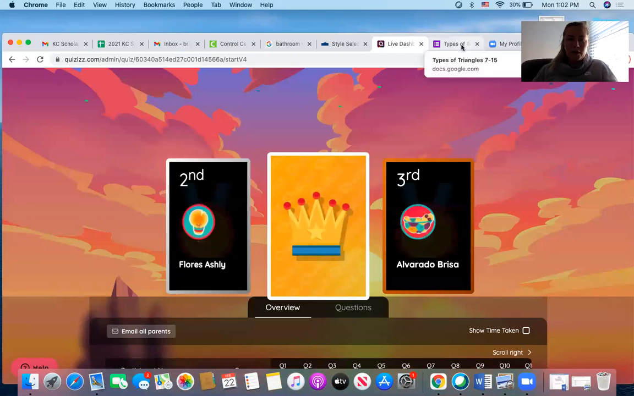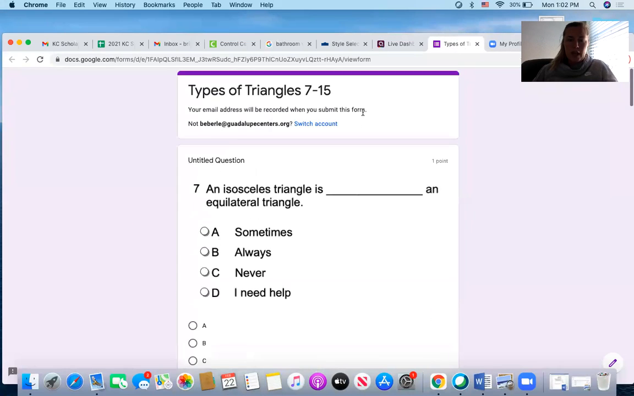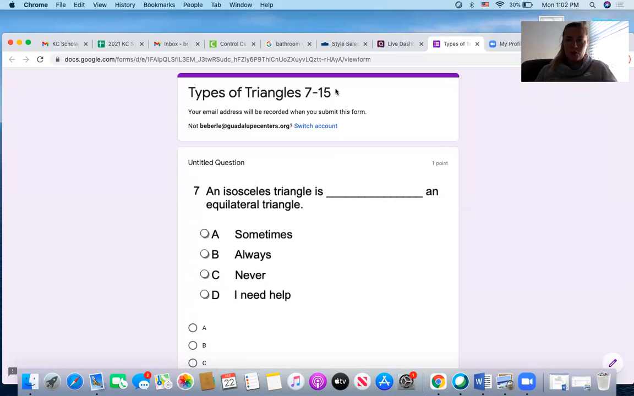You are now going to go in Google Classroom and do the types of triangles 7 through 15. When you are finished with that, then you may leave. So you have the knowledge check types of triangles 7 through 15 that you are doing right now. I will put you in a breakout room and you may leave when you are finished with that. Does anyone have any questions? Which one is it? Types of triangles 7 through 15. Did you find it?